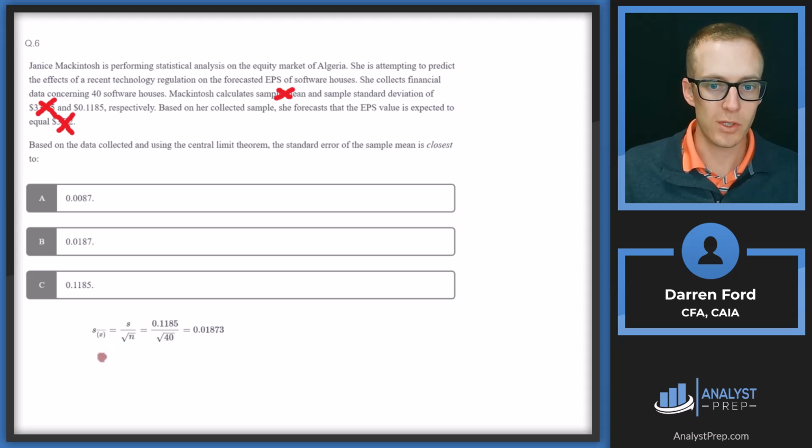What we want for standard error of the sample mean, we're going to be using standard deviation in the numerator, and then denominator will just be the square root of our n, or number of observations. Number of observations are these 40 software houses. So we take this value given, standard deviation 0.1185, and then we're going to divide that by that square root of 40, gives us 0.01873. And if we round that, we'll be closest to answer B.